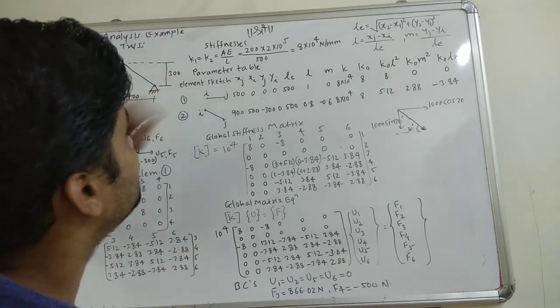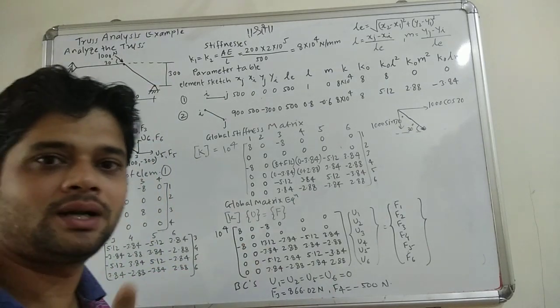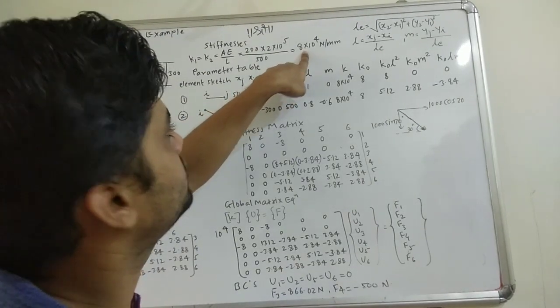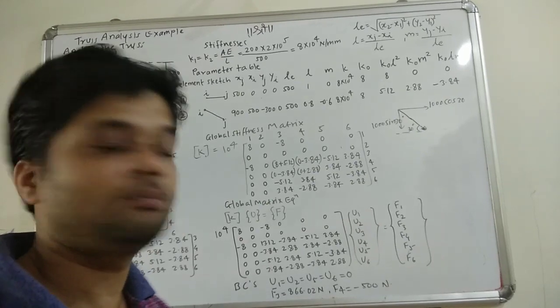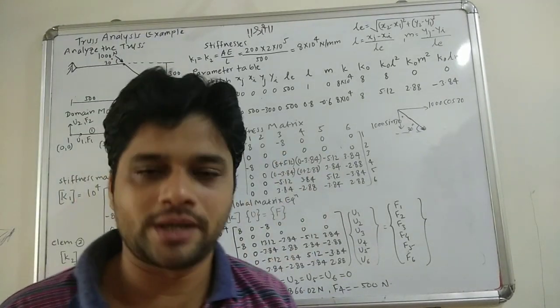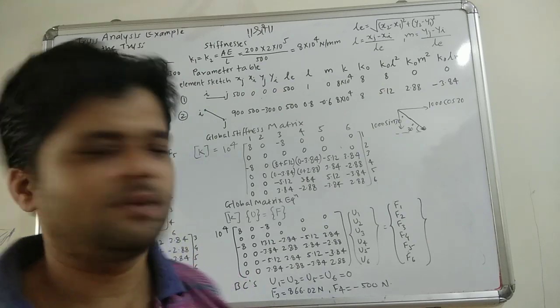Okay, and the length for each member, as we just calculated, is 500 millimeters. So AE by L eventually comes out to be 8 into 10 raised to 4 Newton per millimeter. Then we have to construct a parameter table.